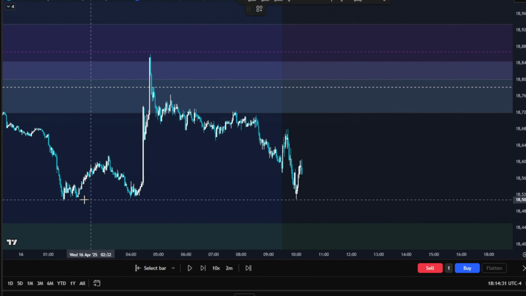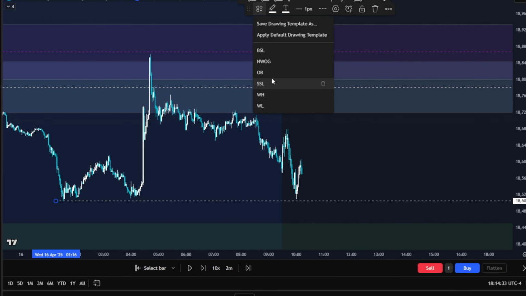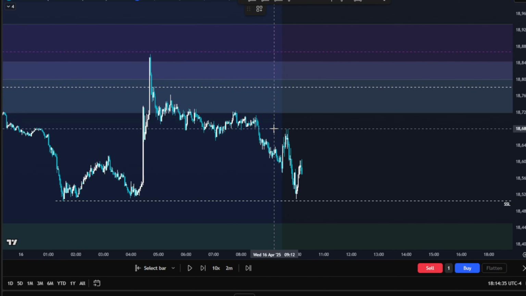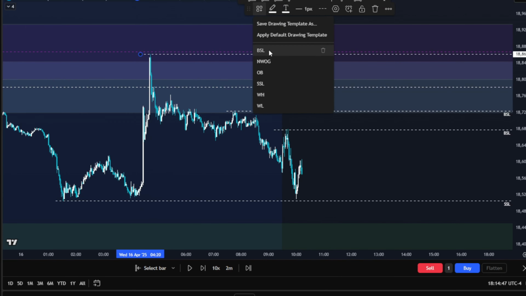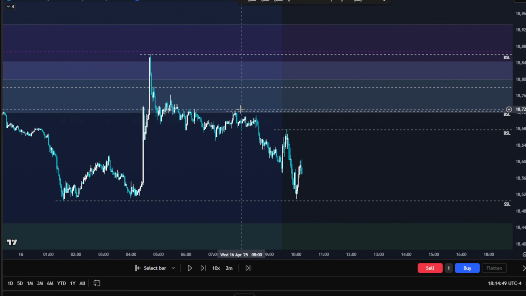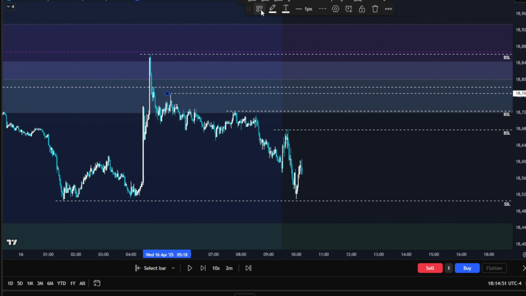So here I'll mark out the sell side liquidity that is formed. This is the buy side, and there are multiple up here. There's another buy side up here, and there's also another buy side that was formed on the higher time frame, and also another one here.